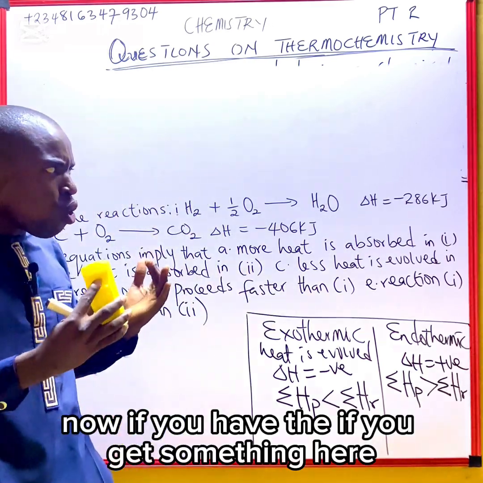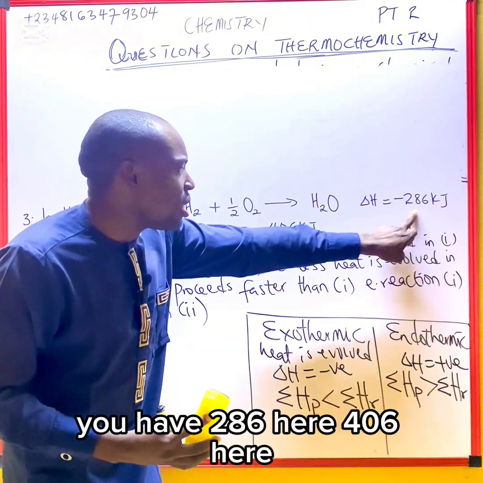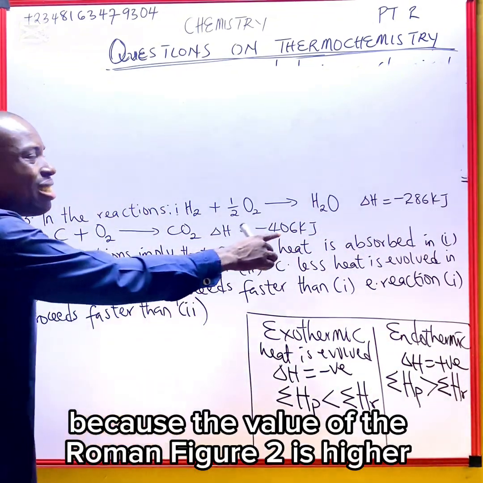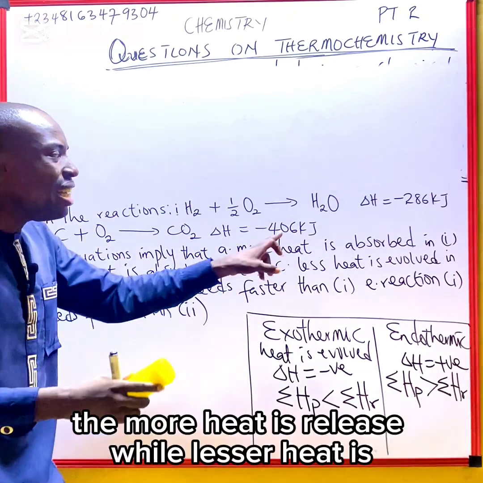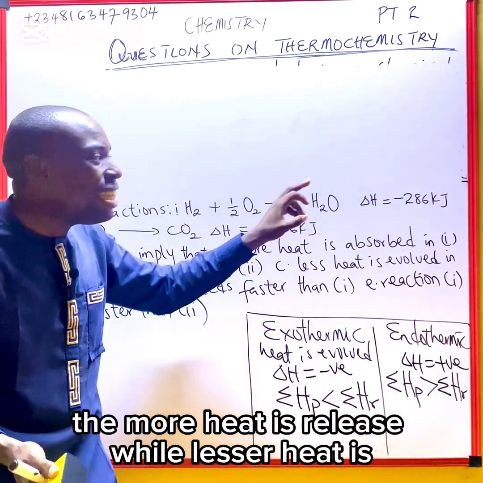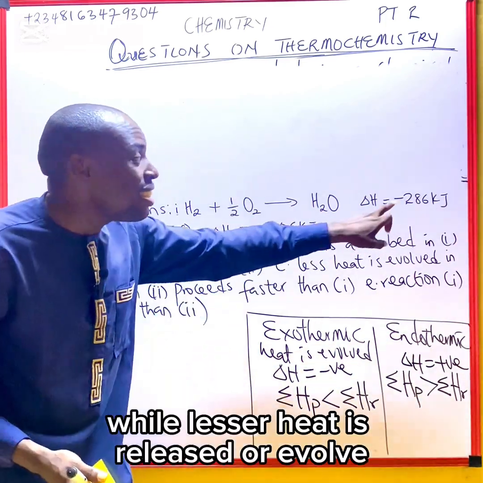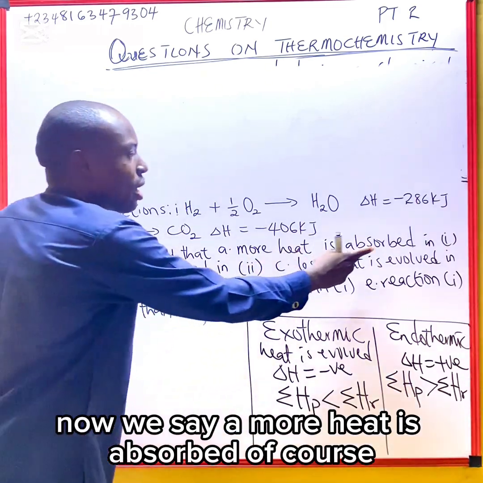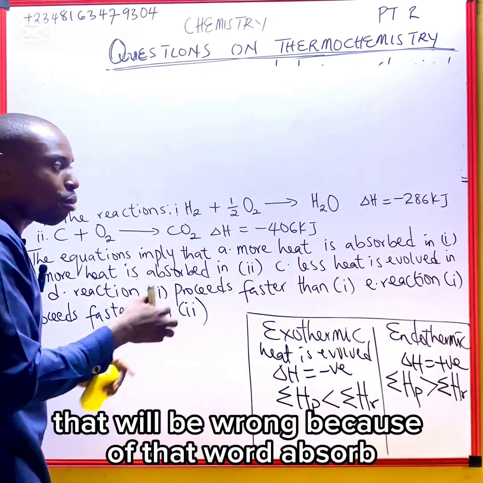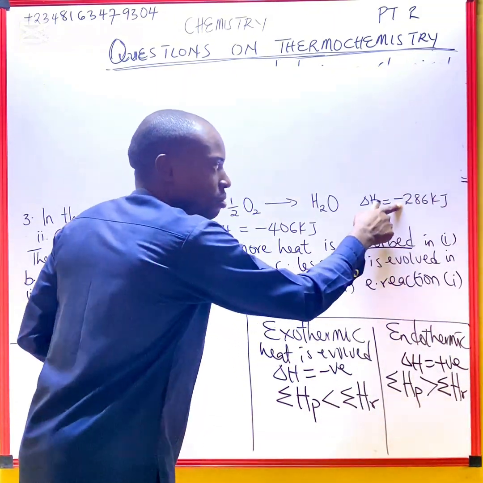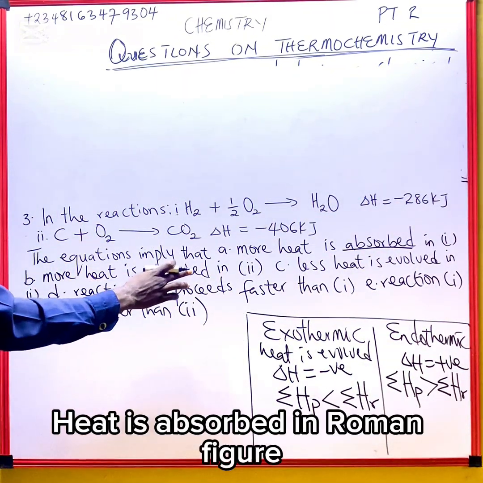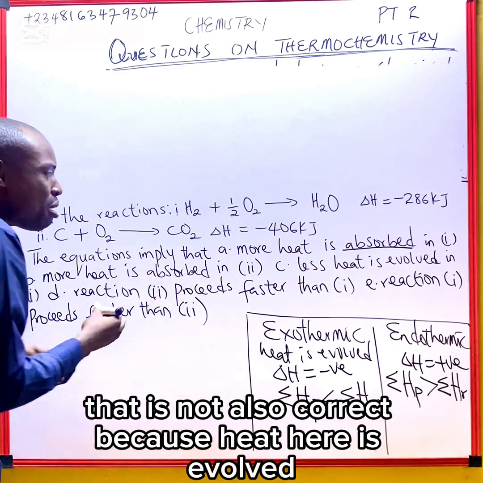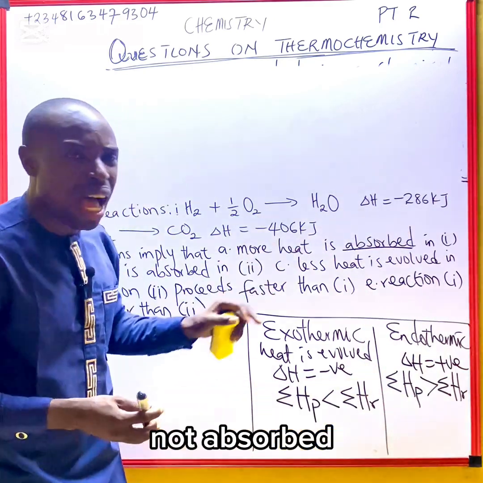So if the options are telling you absorb, then that option is wrong. Now, if you get something here, you have 286 here, 406 here. Because the value of the Roman figure 2 is higher, more heat is released, while lesser heat is released or evolved in the other. Now, if they say, hey, more heat is absorbed, of course, that will be wrong because of that word absorb. More heat is absorbed in Roman figure 2, which is in the case of B, is also not correct because heat here is evolved, not absorbed.